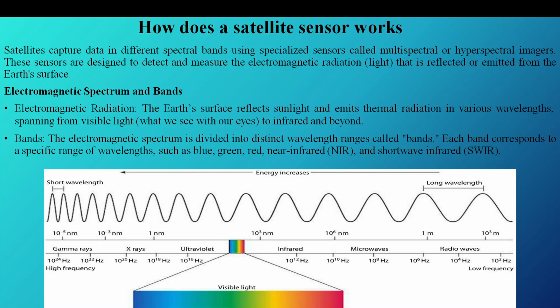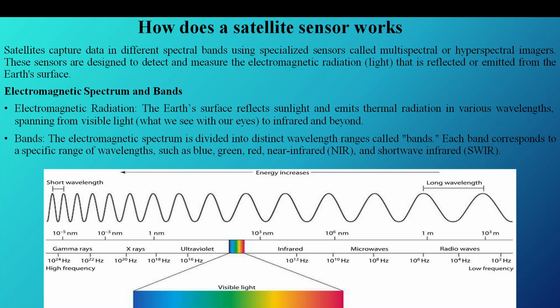So the electromagnetic spectrum is how the Earth's surface interacts with sunlight in two major ways. First of all, reflection. Sunlight hits the Earth's surface and bounces back into space in different wavelengths. Secondly, emission. The Earth also absorbs solar energy and later emits it as infrared or thermal radiation. Satellite sensors then detect this radiation and record it as images for analysis.